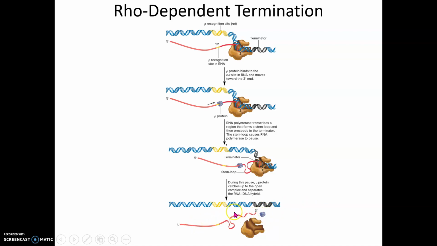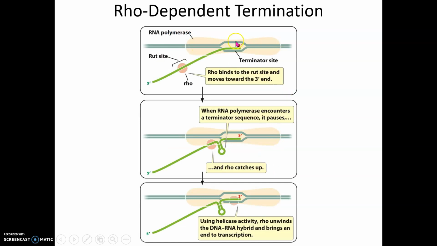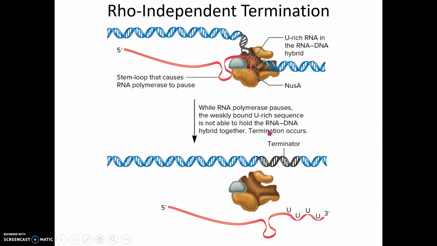You have an RNA molecule that can go on and either be modified if it is the end functional unit, or leave the nucleus in search of a ribosome to be translated. Okay, so this is another way to look at it. You have your polymerase, your rut site, where your Rho binds, chases it along, gets to the stem loop, knocks it off.